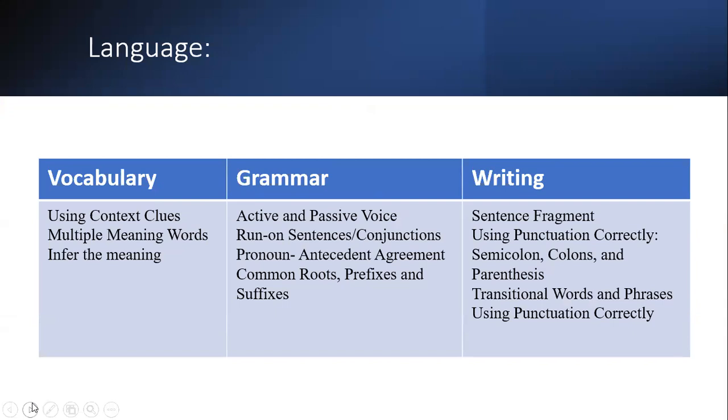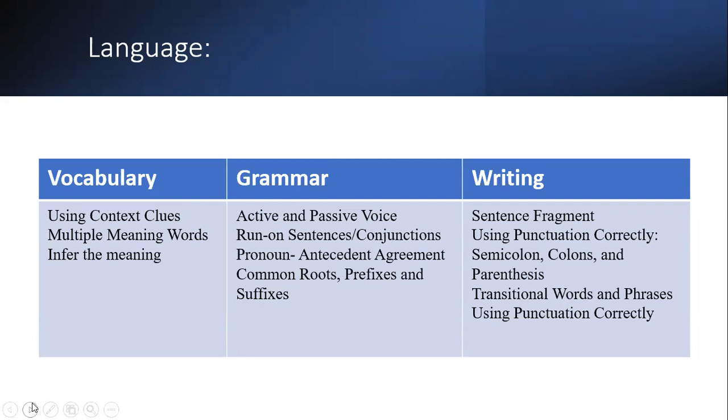Now, in English literature and language, there is an aspect of language that shall also be covered, which includes vocabulary, grammar, and writing errors. In the vocabulary aspect, we will discuss new terminologies and words that are evident within the unit. And obviously, you shall have to use these vocabulary words in your writing when you produce your final product. You're going to use context clues, multiple meaning words, and you're going to infer the meaning of words that are evident in the context itself.